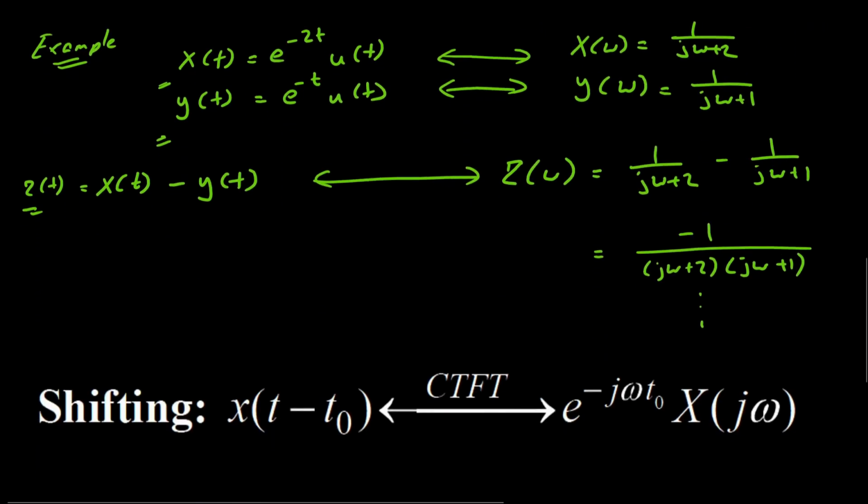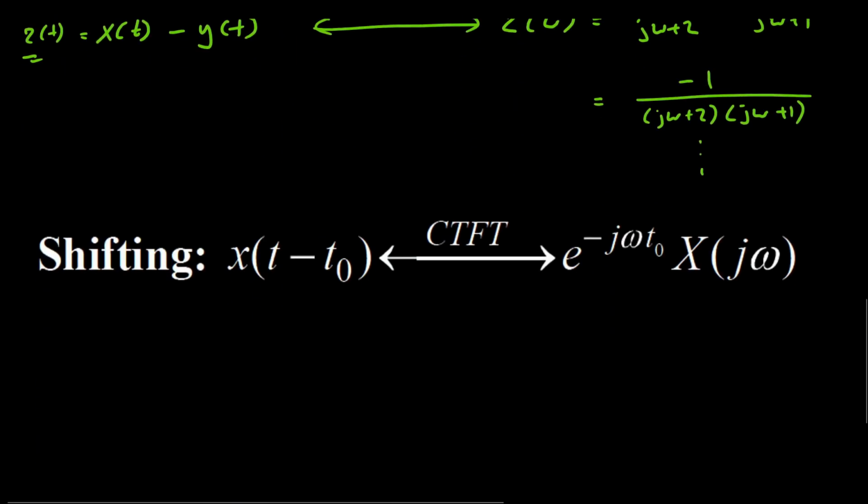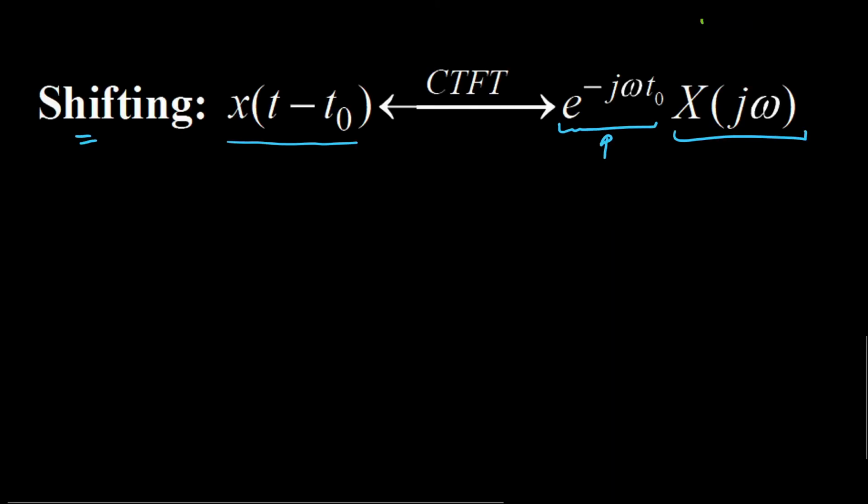So next we have the time shifting property, that is, if we are shifting in time, x of t minus t naught, then we would have a coefficient e to the power minus j omega t naught multiplied with x of j omega. So let's move towards the proof of this property. So say we have g of t which is x of t minus t naught.